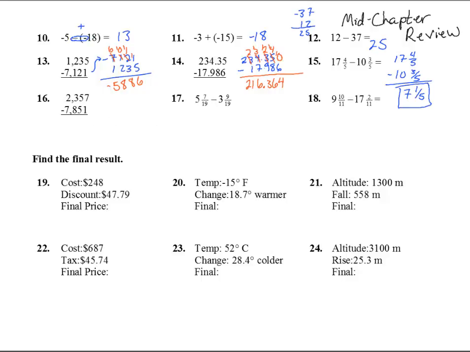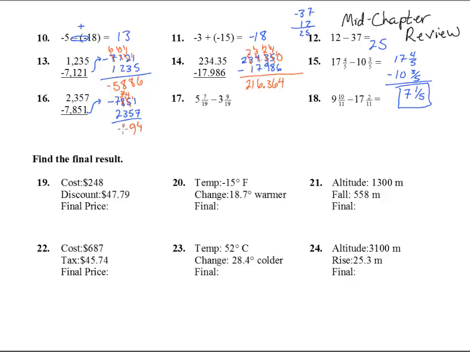Number 16. Ooh, subtraction. We got to again put the stronger one up on top. So we get -7851. Subtract 2357. And 1 minus 7, we don't do that. So that's a 4. 1. 11 minus 7 is 4. 4 minus 5, nope, can't do that, guys. So we're at 7. That's now a 14. 14 minus 5 is 9.